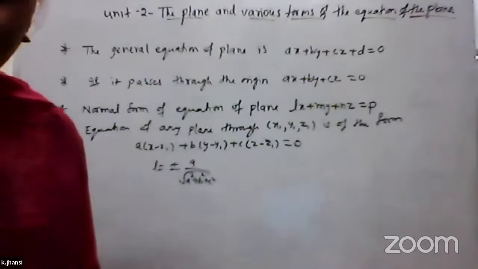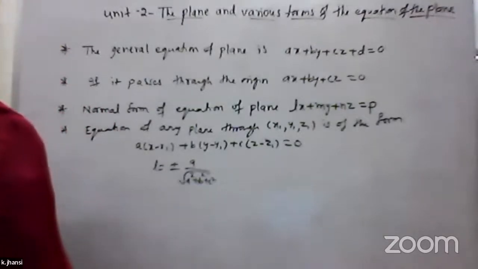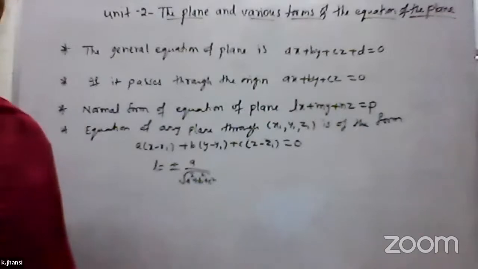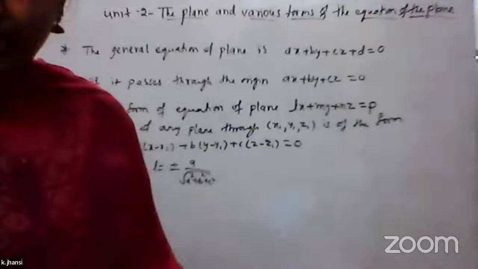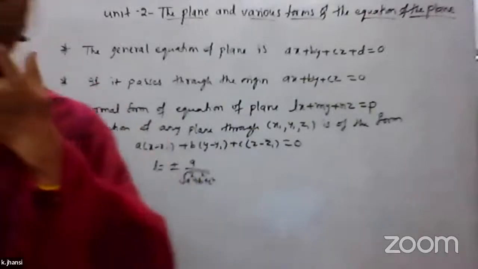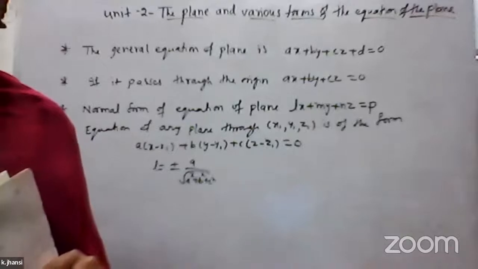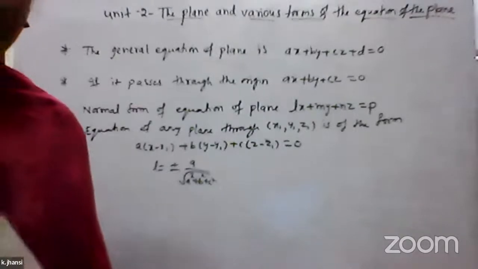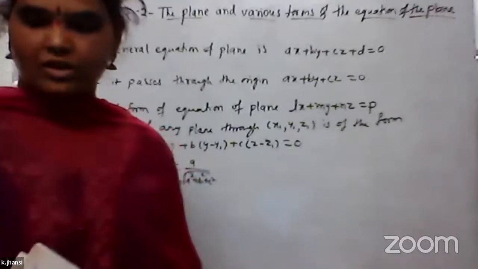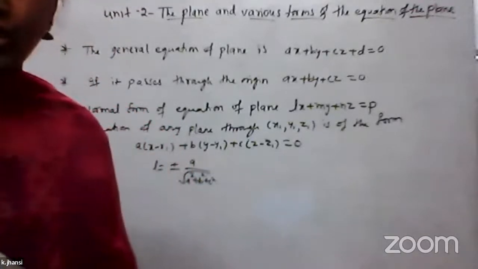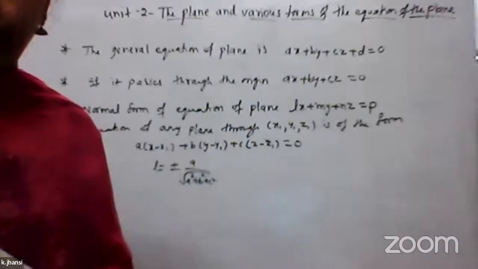Here the constant value in the first equation is plus D. If we take that to the right hand side, you will get minus D. So minus D by P is equal to root of A square plus B square plus C square by under root of L square plus M square plus N square. We know that L square plus M square plus N square is 1. So you will have only under root of A square plus B square plus C square. So from that you will get the L value, M value and N value.